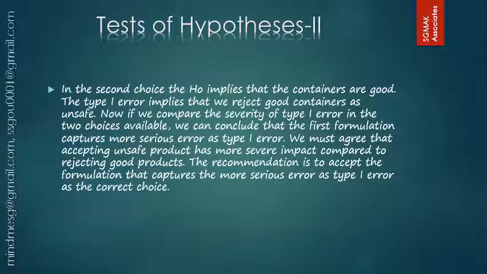Now let's look at the second choice. The null hypothesis implies that the containers are good. The type 1 error implies that you reject good containers as unsafe. Now if you compare the severity of type 1 error in the two choices available, we can conclude that the first formulation captures the more serious error as type 1 error. We must agree that accepting unsafe product has more severe impact compared to rejecting good products.